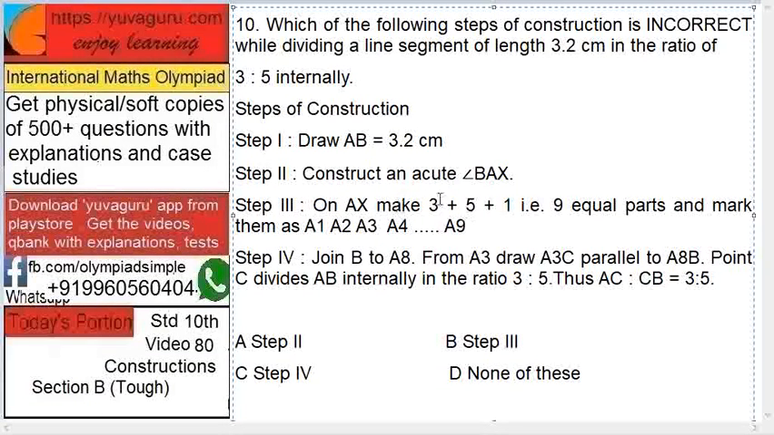So acute angle is correct. Step 3 is make 3 plus 5 plus 1, that is 9 equal parts. Now this step is wrong. Why? Because why 9 parts? We want 8 parts. 3 plus 5, so we require 8. So this step is wrong.